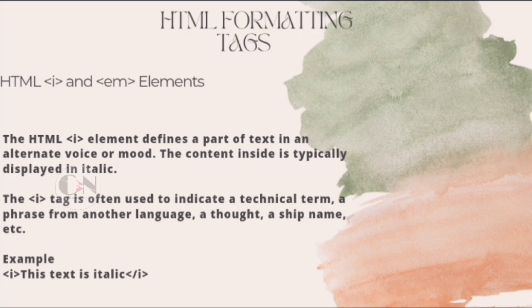The HTML I element defines a part of text in an alternate voice or mode. The content inside is typically displayed in italic. The I tag is often used to indicate a technical term, a phrase from another language, a thought, a ship name, etc. Example, within opening and closing I tag, this text is italic.